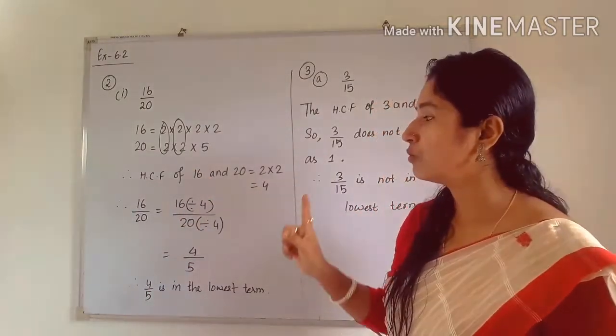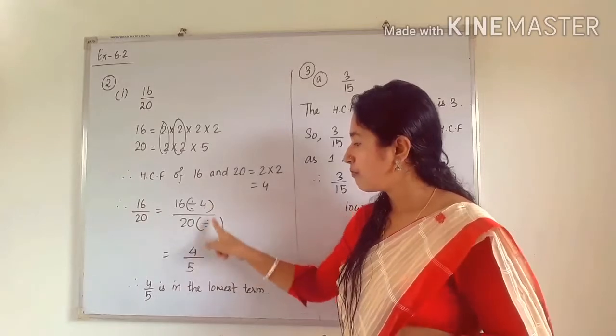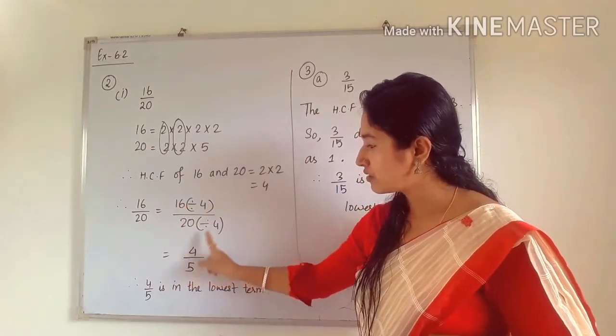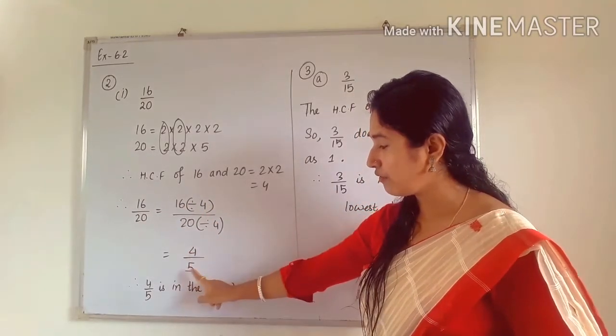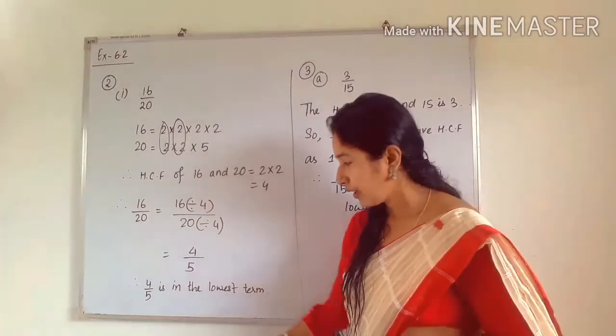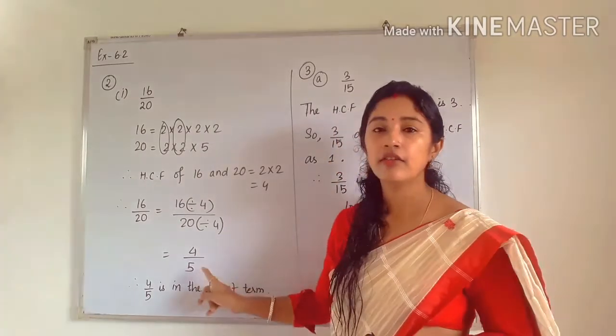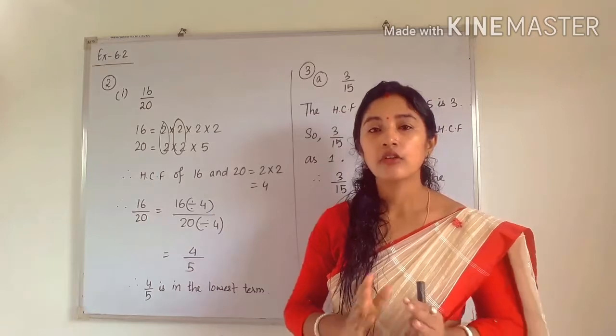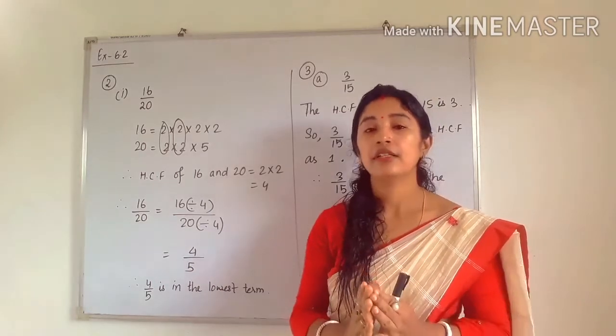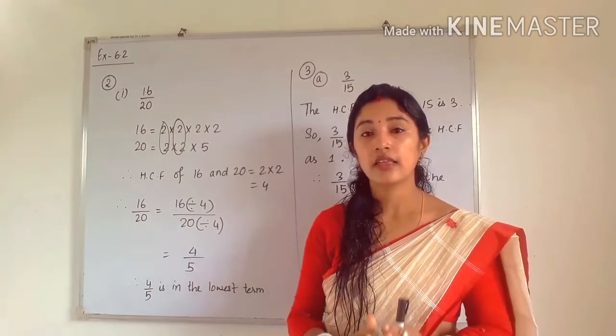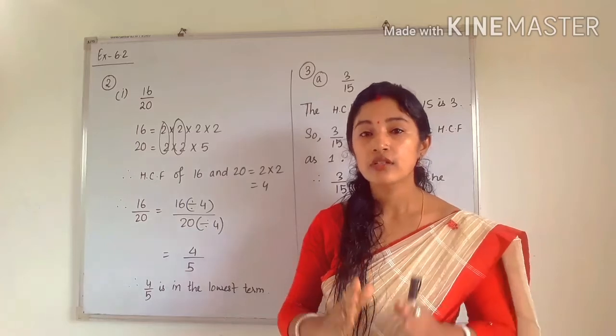So we have to divide the numerator and denominator by 4. So we will get what? 4 4s are 16, 4 5s are 20. So 4 by 5 is in the lowest form. You can see here 4 and 5 don't have any common factor other than 1. If this happens in a fraction, then we can say that the fraction is in its lowest form.